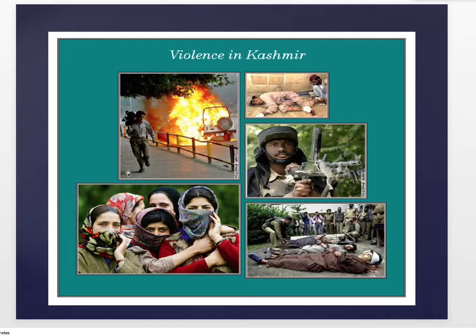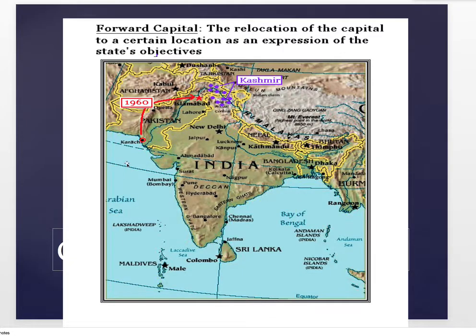You can see an expression of that here. The capital of Pakistan in 1960 was Karachi. What they decided to do is move the capital way up here to a fairly obscure location and establish a new capital way up here in northern Pakistan. And you might ask yourself, well, why? And by the way, this is an expression of a forward capital, all right? It's the relocation of the capital to a certain location as an expression of the state's objectives.